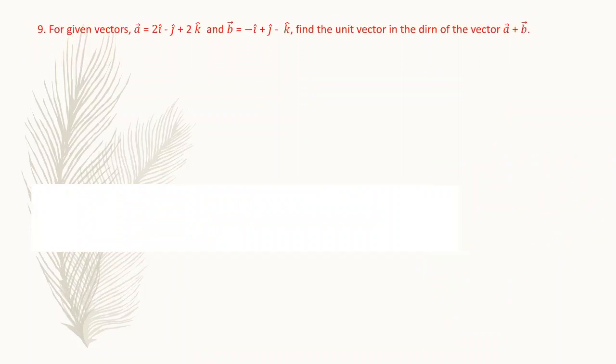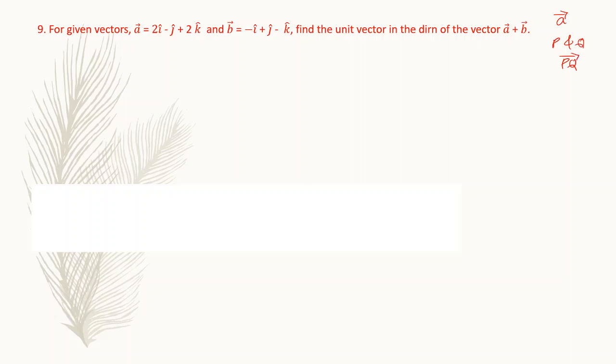So the next one is like this. Your question is here. For given vectors a equal to 2i minus j plus 2k, and vector b equal to minus i plus j minus k, find the unit vector in the direction of a plus b. See the difference between these three questions. In the first question, they directly gave vector a, and we needed to find the unit vector along it. In the second, they gave P and Q, and we first had to find PQ, then find the unit vector along PQ.